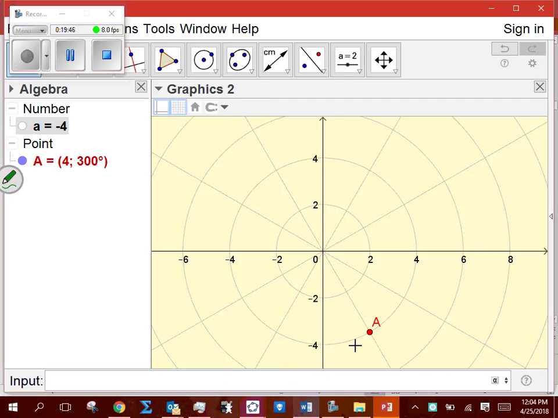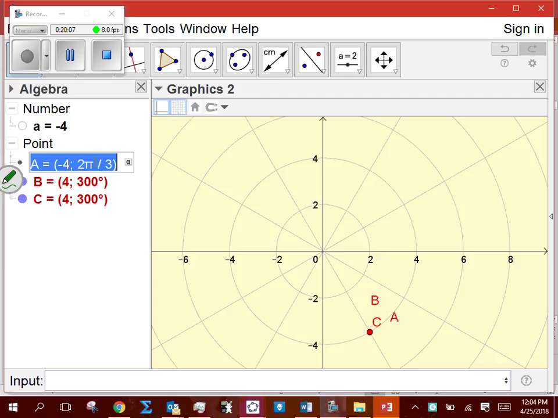So point A is the same thing as 4 comma 5 pi over 3. It is the same thing as, I think we did, 4 comma negative pi over 3. Okay. Those are all acceptable versions of negative 4, 2 pi over 3.